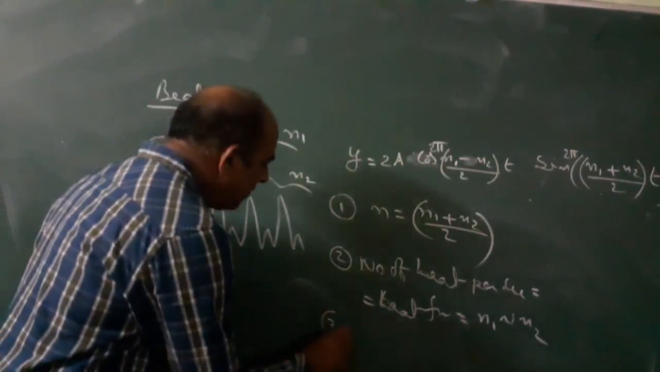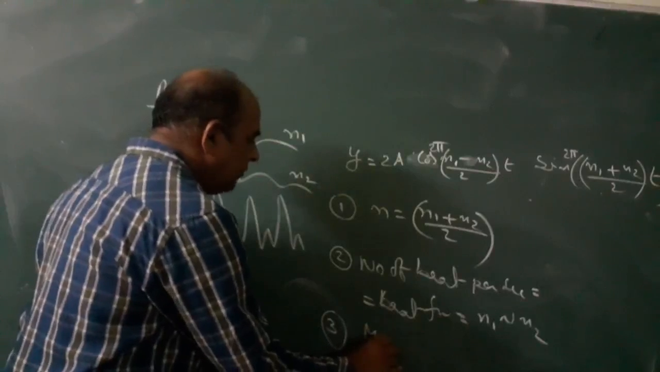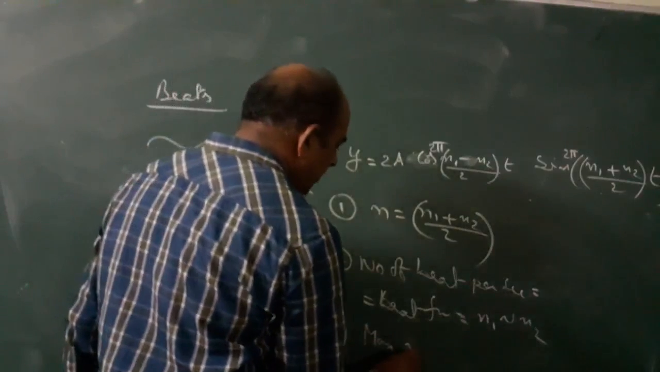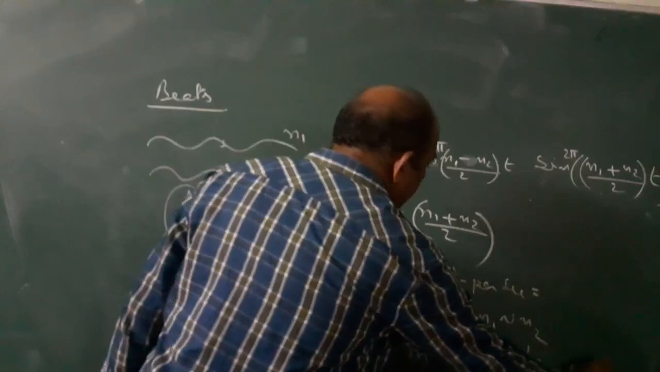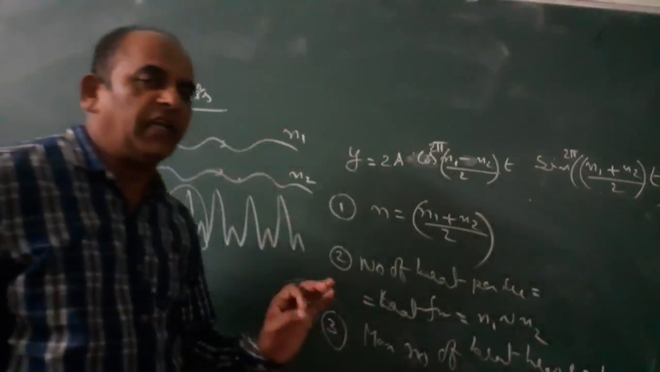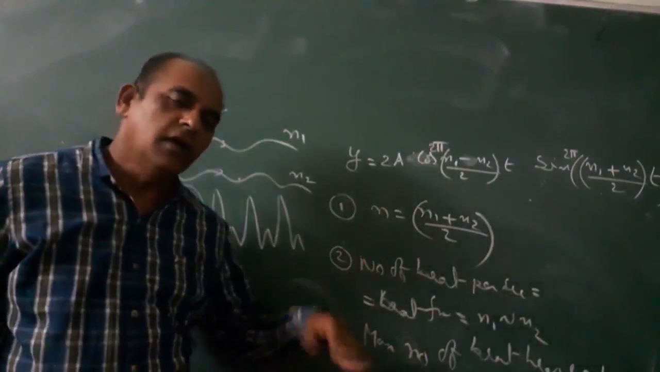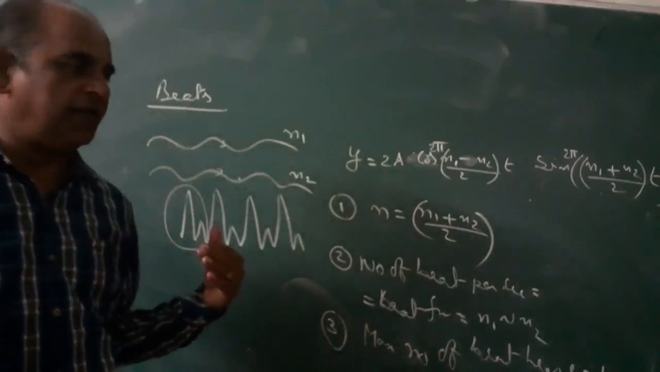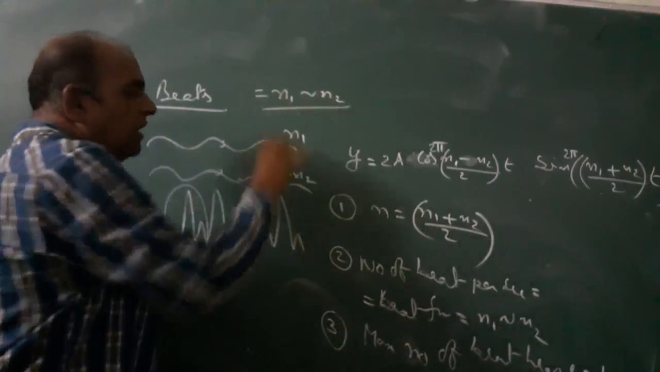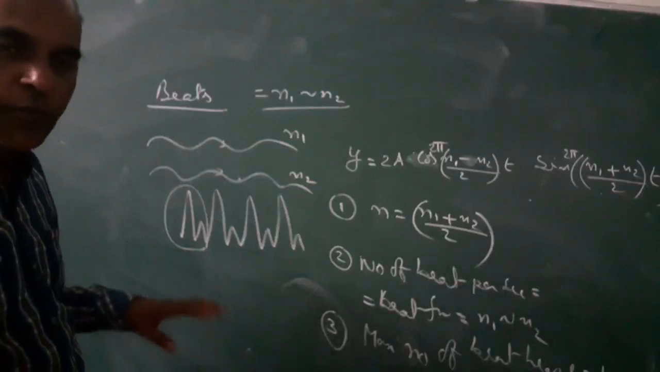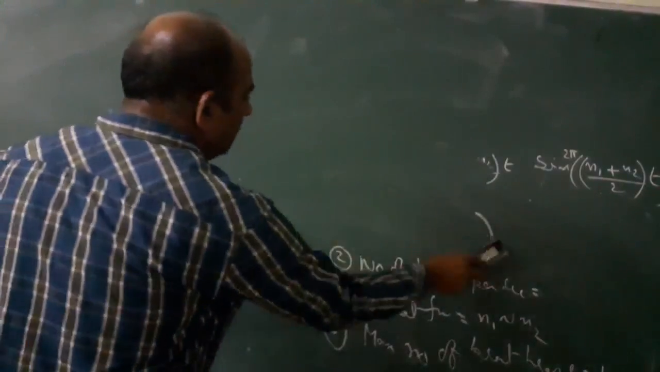The maximum number of beats heard per second is 10 only, because the persistence of hearing is 0.1 seconds. That's why we can receive a maximum of 10 beats only. The number of beats produced per second may be different, n1 minus n2, but human beings can receive a maximum of 10 beats only. So these are about the beats.